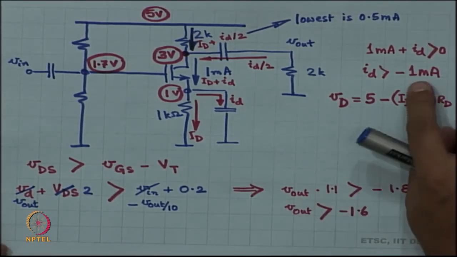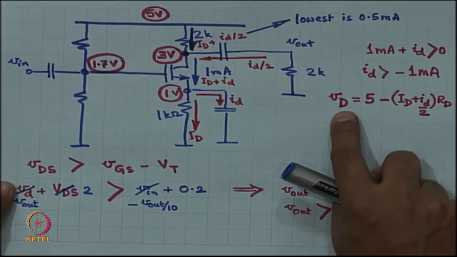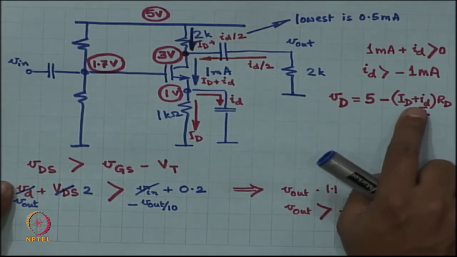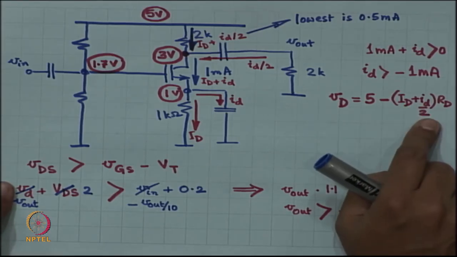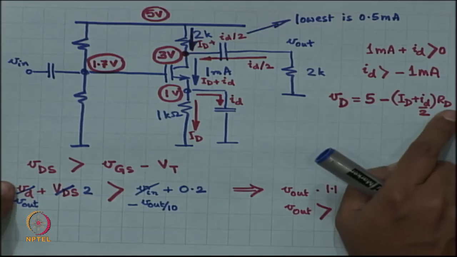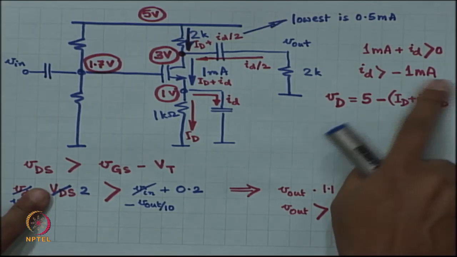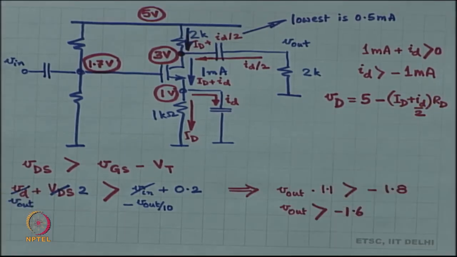So, the smallest value of small id is minus 1 milliampere, then the largest value of VD. VD is 5 volt minus capital ID plus small ID times RD. Sorry, small ID by 2. And here you are saying that small ID has a smallest value of minus 1 milliampere, it is always larger than that, and therefore, VD has the largest value. You plug in capital ID 1, small ID minus 1, right, 1 minus 1 by 2. So, this is half, capital RD is 2 kilo ohms, half times 2 kilo ohm is 1 volt. So, the largest value of VD is 4 volts.